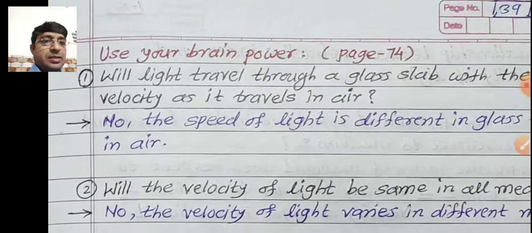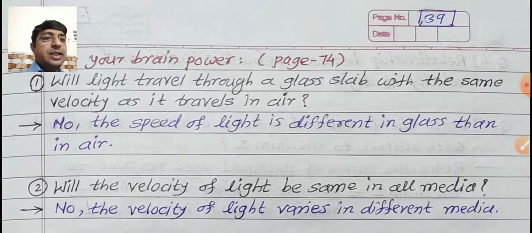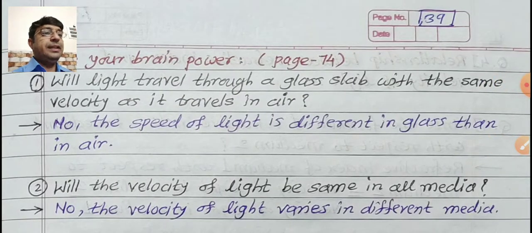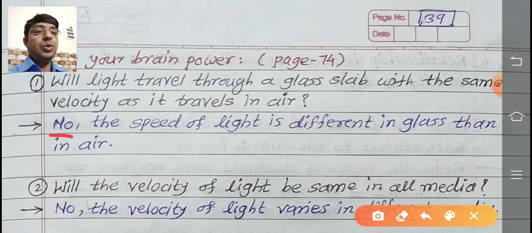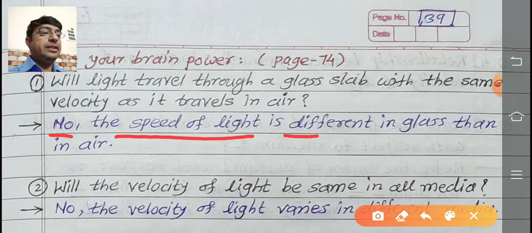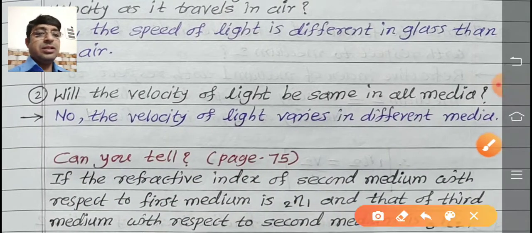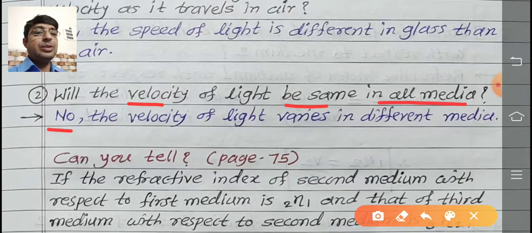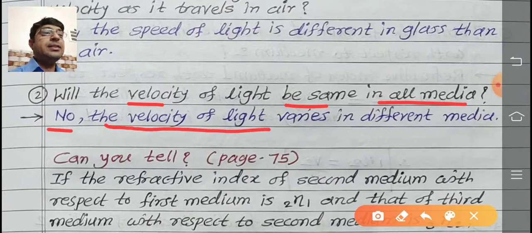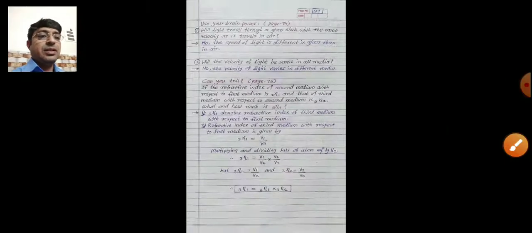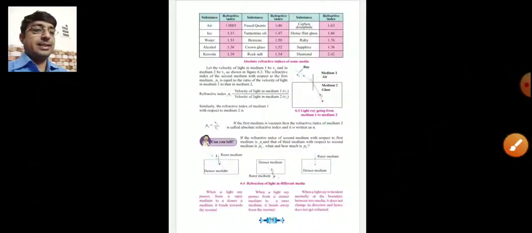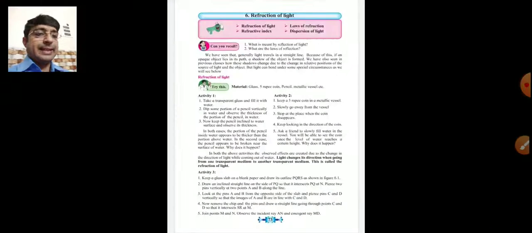The first: will light travel through a glass slab with the same velocity as it travels in air? The answer is no. The speed of light is different in glass than in air. Second question, will the velocity of light be the same in all media? Again the answer is no, because the velocity of light varies, means changes, in different media. So the answers are given like this. So that is not the same.